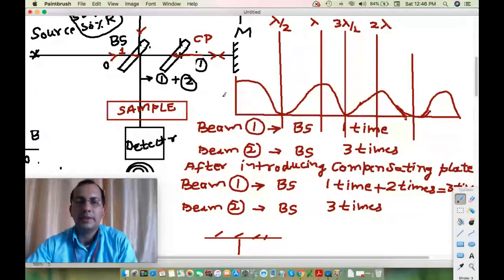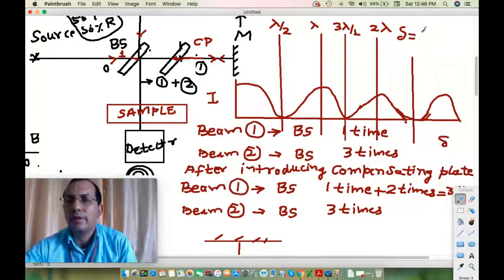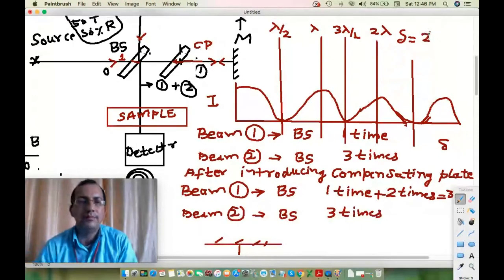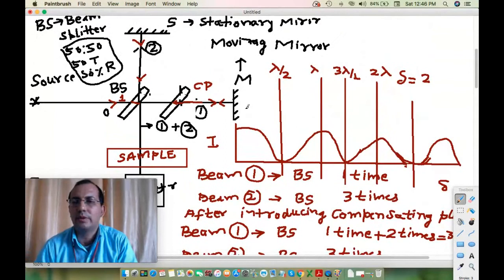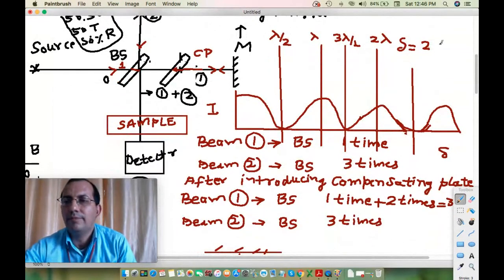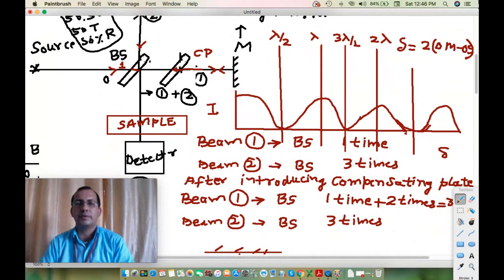what will happen, this is intensity, and here you would have the retardation. So what is it? It is the retardation. So in the retardation, you would have delta equal to 2 OM. What is this? OS minus OM, okay? Or it is OM minus OS. So what you are trying to do, you are making translation of this mirror.